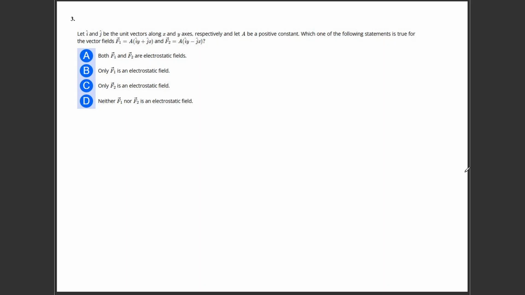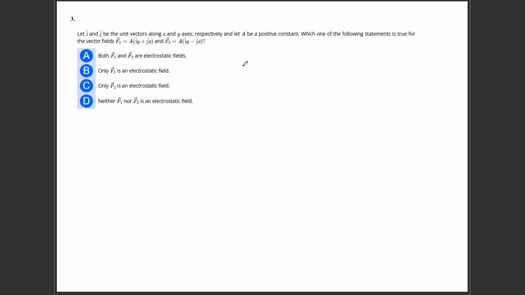Now, this is a problem that appeared in GATE 2024 for 1 mark. It's a multiple choice question, and you will have to find which one of these options is correct. So the question reads like this.